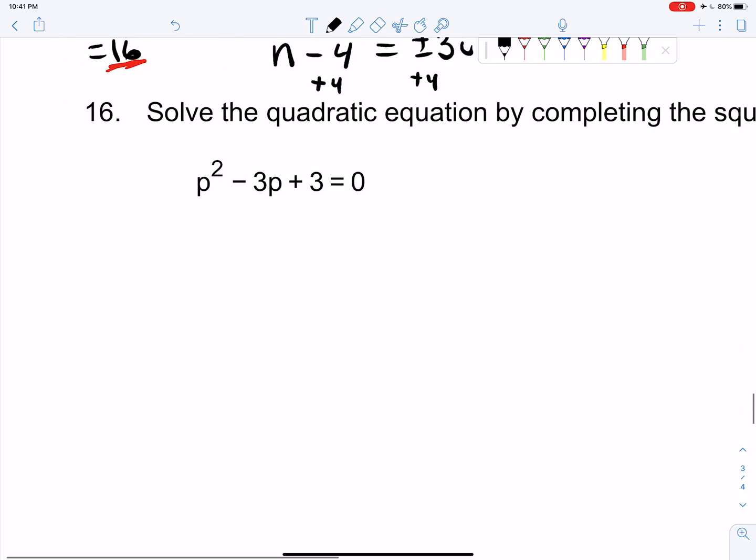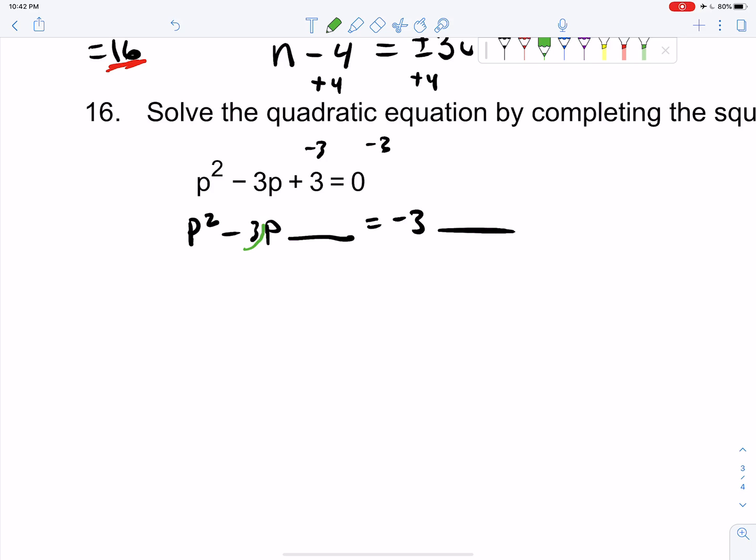All right. So what makes this one tougher is, well, let me set up first. p squared minus 3p. I'm going to subtract the 3 off of both sides. And I've got to figure out what special number completes the square. You're going to find out why this one is tougher in just a couple seconds. Here it goes.